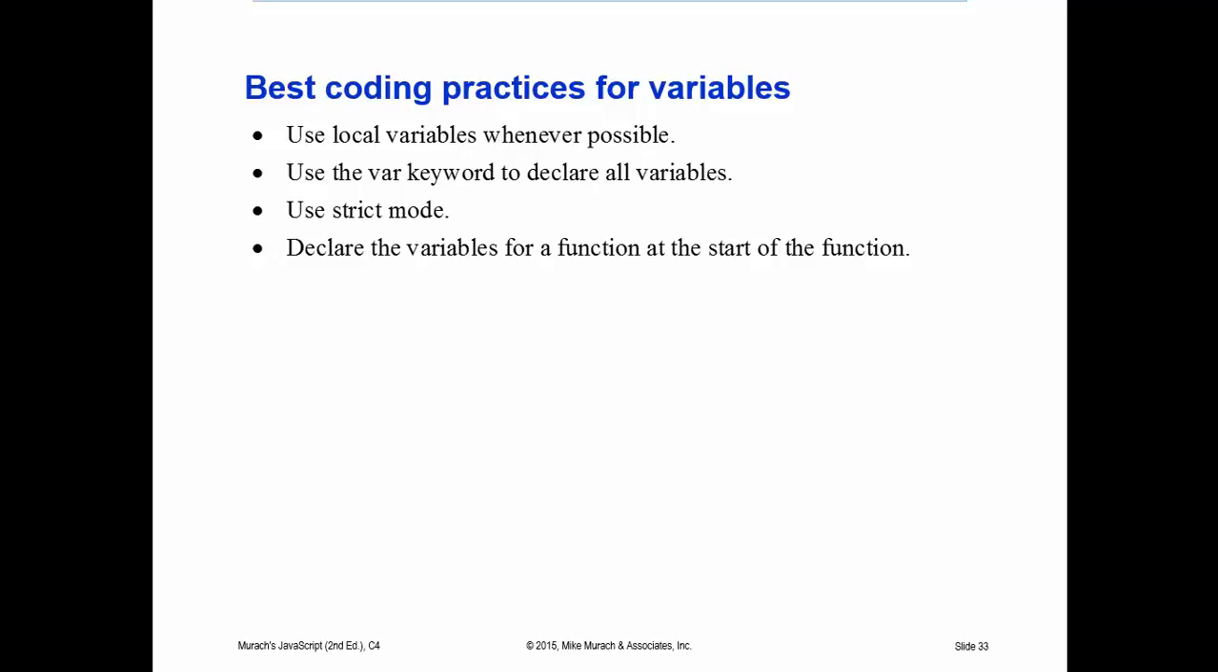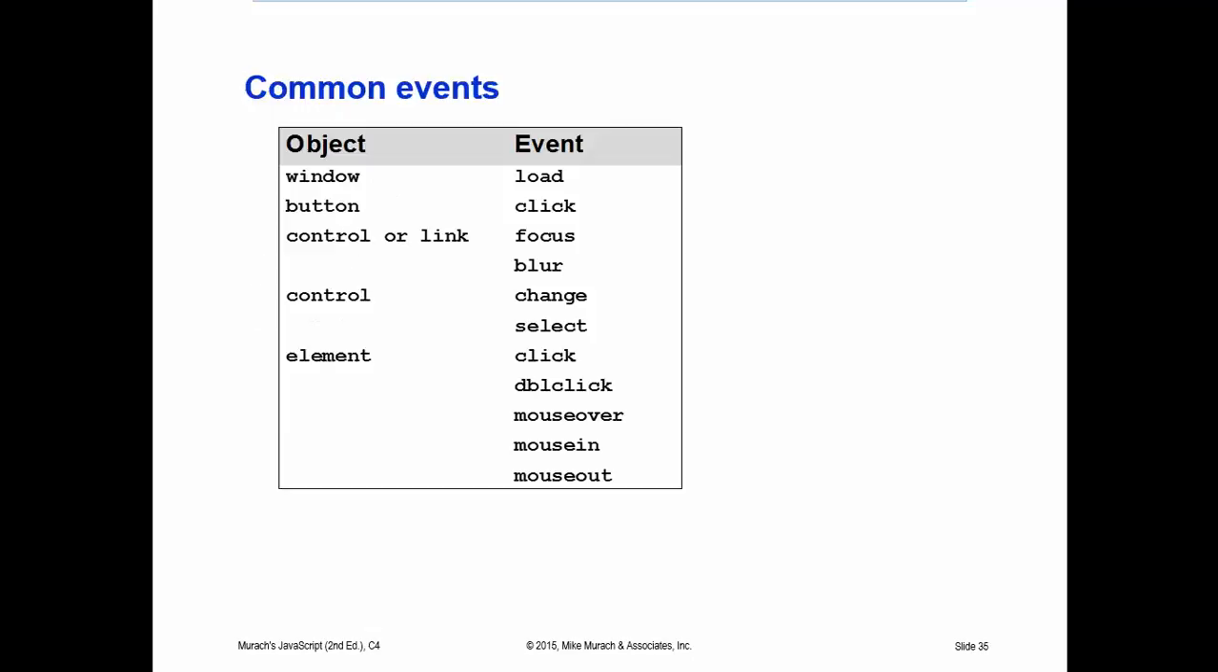Now, if you look up on the screen right now, what we have here is at least some general best coding practices. Use local variables whenever possible. Use the var word when declaring all variables. Use strict mode. And declare the variables that are used in a function at the start of the function. Again, what is happening here is we are coming up with a standard, and it's very important that you do that. So here's the stuff that we've talked about, and all of that should make sense to you by now.